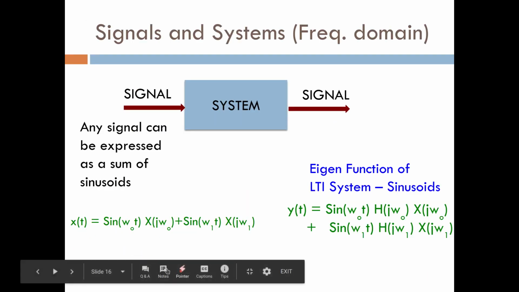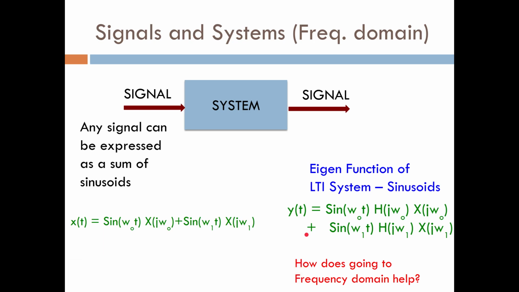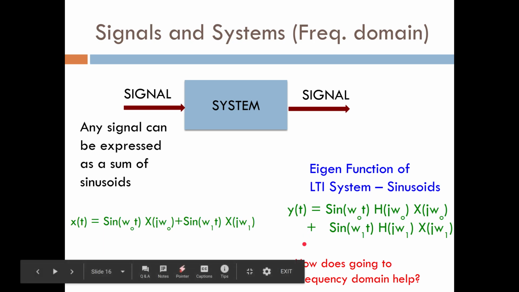Here we can see that x of t is a linear combination of complex exponentials. The same thing applies to y of t, because the eigenfunction rule applies here too. So all we have to do is add the impulse response component to the linear combination. Now that's the output. That's really convenient. So now how is the frequency domain going to help?